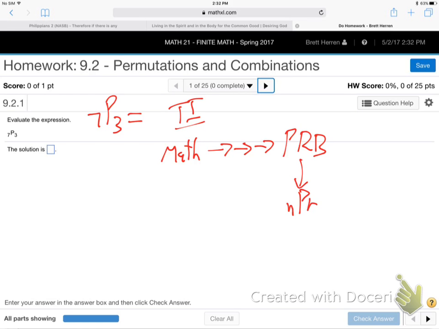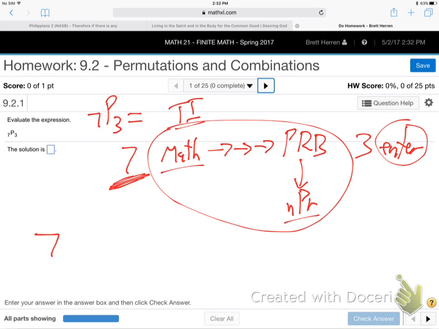Actually, I messed up. We should have put the 7 in before we started this. So first you've got to do the 7. Then you do the math button, go over, and choose nPr, and then you hit the 3 and then enter. Do the 7 first, do the math nPr thing, do the 3 last, and then enter. 210? I believe that's right.